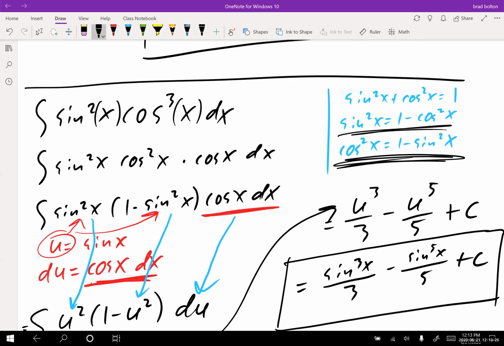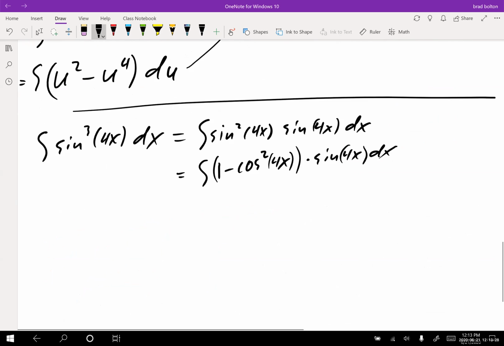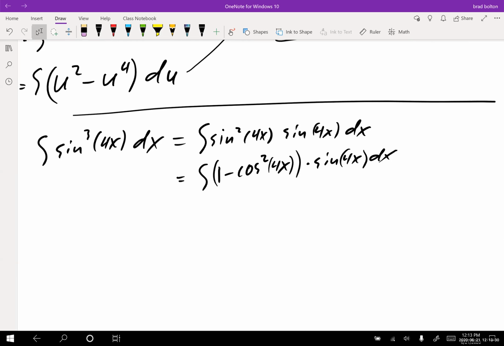So again, all I'm doing is using this trig substitution right here. These trig subs are very powerful. The Pythagorean identity works really good. So we have 1 minus cosine squared 4x. So we know that last time what worked was u is equal to cosine 4x, du is equal to negative sine 4x dx times 4, right? Because of the chain rule. So then I'm going to have to divide real quick by 4.